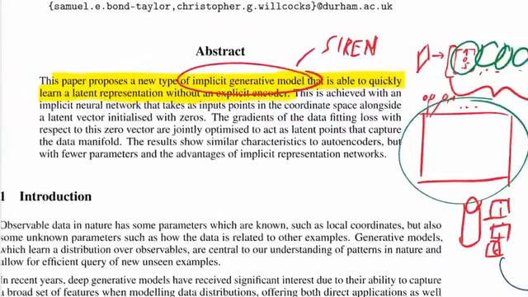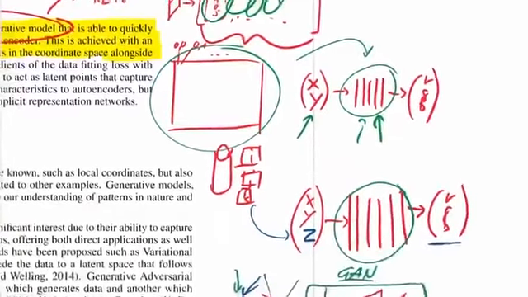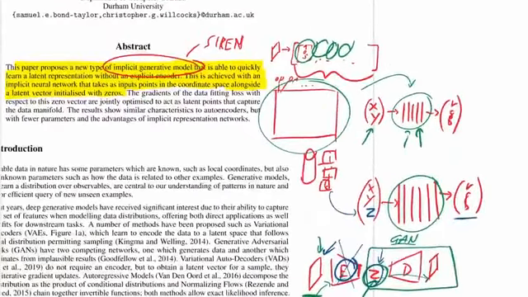So they say this is achieved with an implicit neural network that takes as inputs points in the coordinate space alongside a latent vector initialized with 0. So that's the model that we saw.